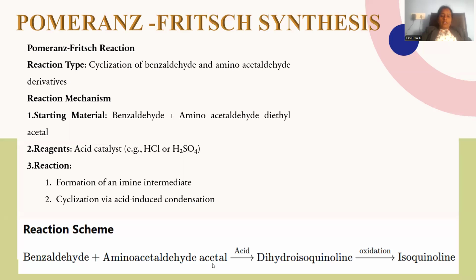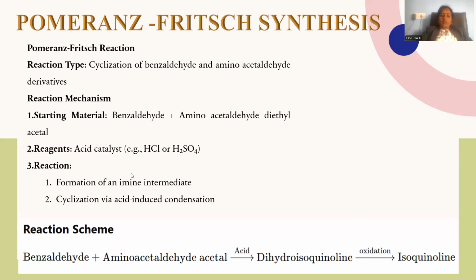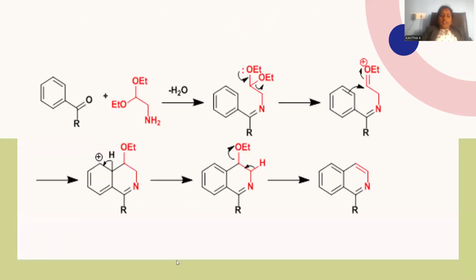Benzaldehyde and amino acid aldehyde acetal are treated under acid conditions, so that dihydroisoquinoline will be originated, with subsequent oxidation giving rise to isoquinoline as the target product. In order to achieve isoquinoline as the final product, we have to start with this benzaldehyde to be treated with this acetaldehyde acetal, amino acid aldehyde acetal.